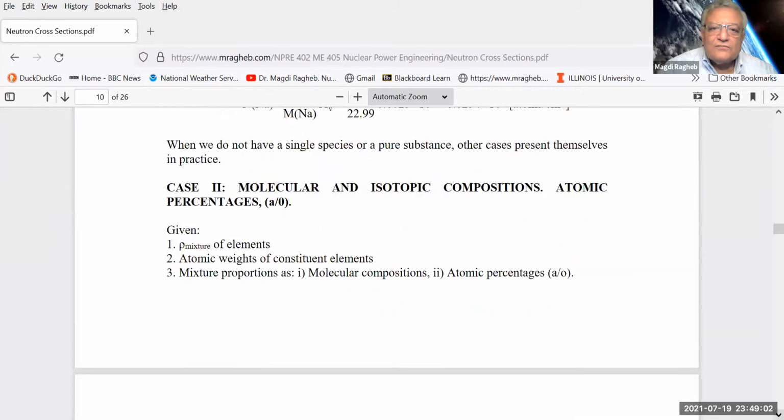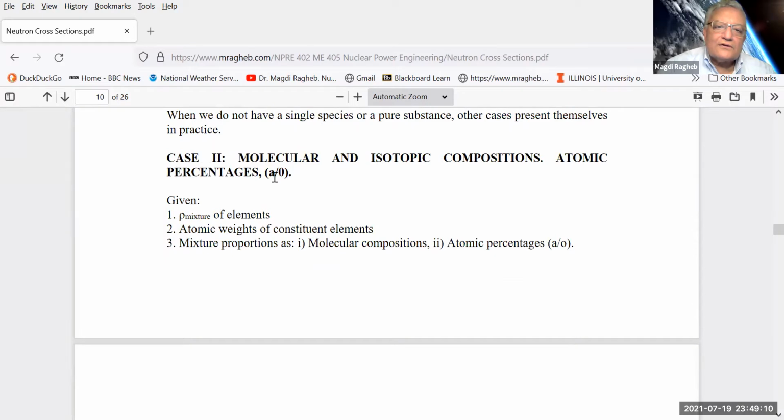What about if you have a molecular or an isotopic composition? In that case, the rule of thumb is that you have to use the calculations in atomic percent. When we write A/O here, that is atomic percent. Percent comes from the French per cent, S-E-N-T; 1 cent is 1/100th of a dollar. When you write V/O, that's volume percent. When you write W/O, that's weight percent. Here we are talking about atomic percent.